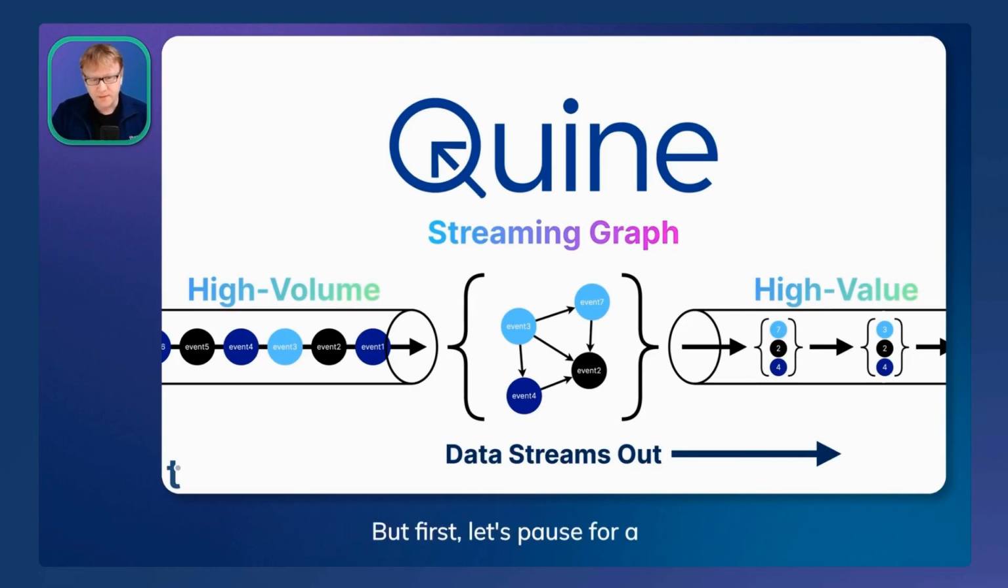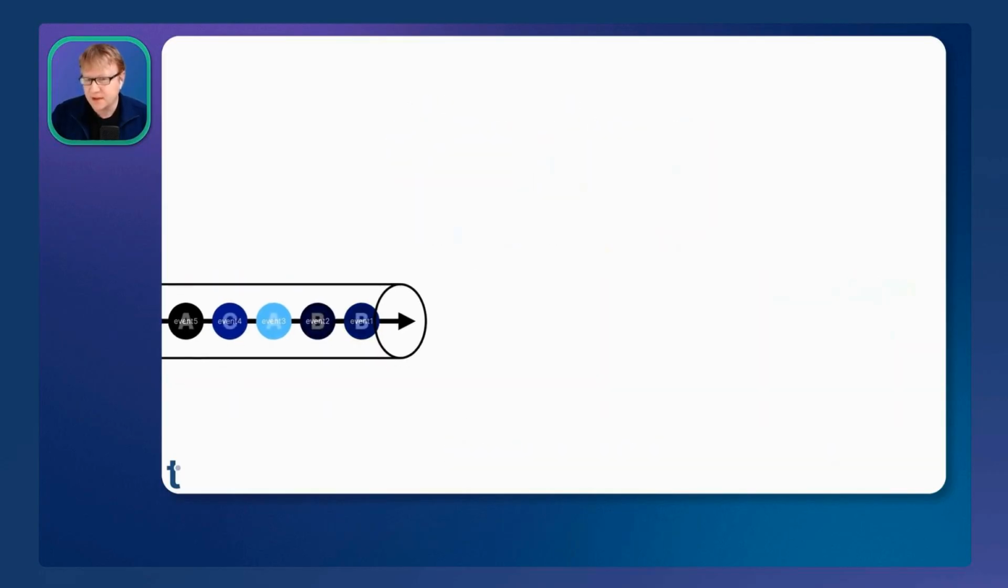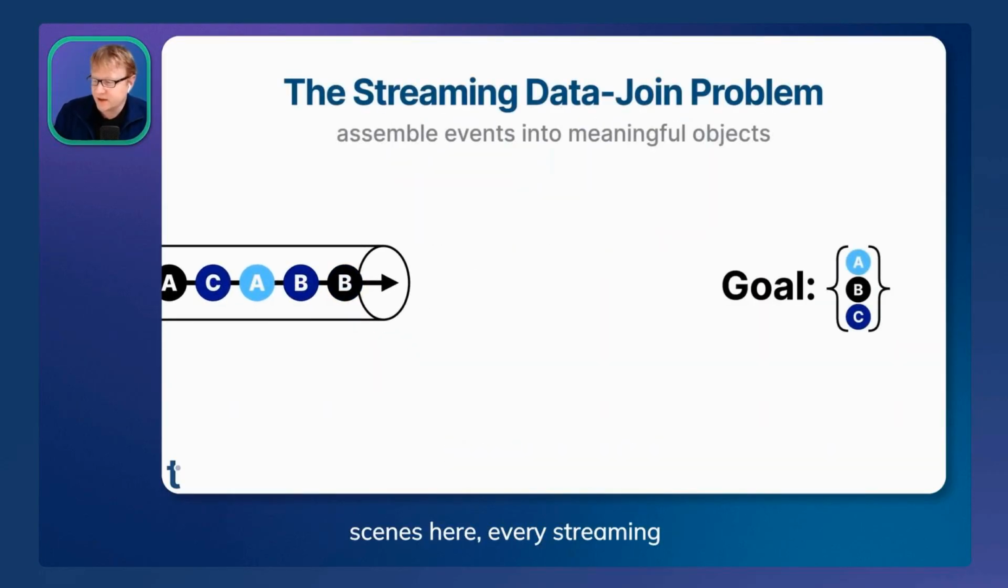But first, let's pause for a moment and step back and say, why even a graph in the first place? Well, behind the scenes here, every streaming solution has to come up with some answer to this really thorny question about basically doing joins on a stream. So how do you join what would be tables when your data is flowing through? And really, if we start with a stream of data, there's probably different kinds of things in it. You've got your A's, B's, and C's. And our goal is to put those pieces together.